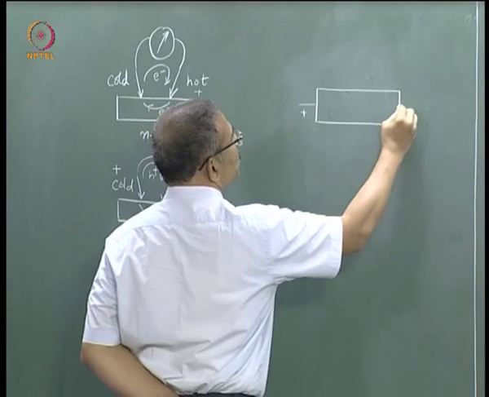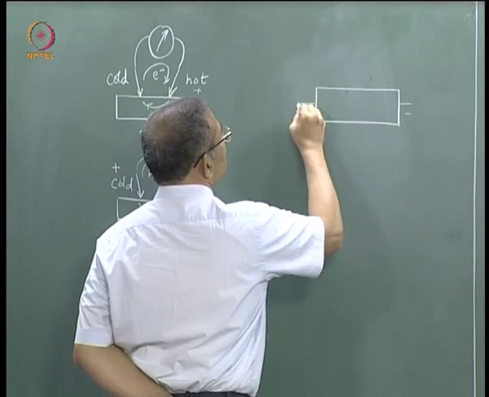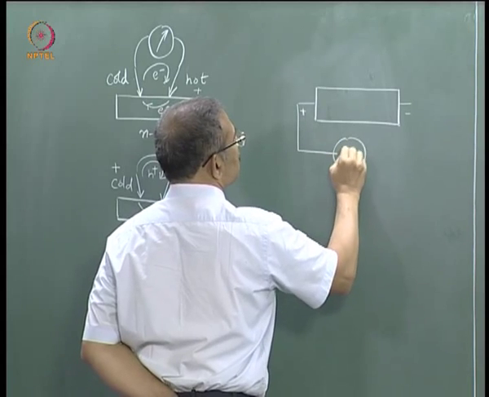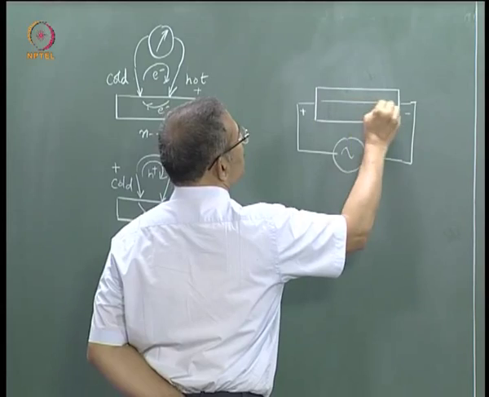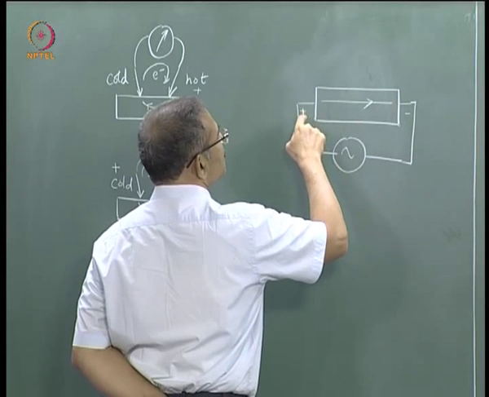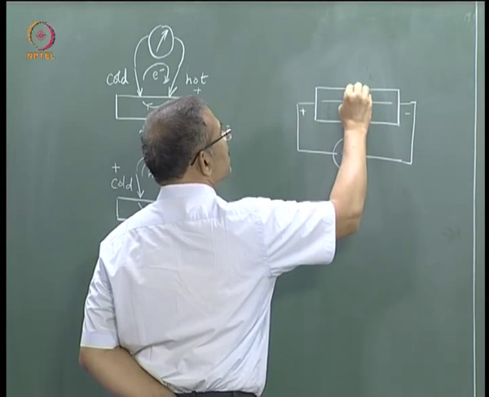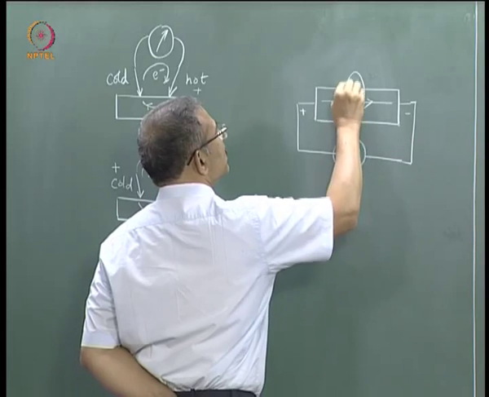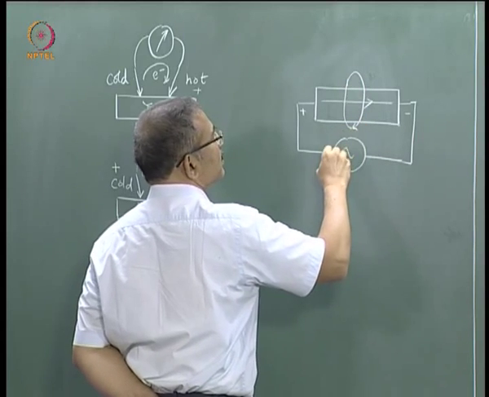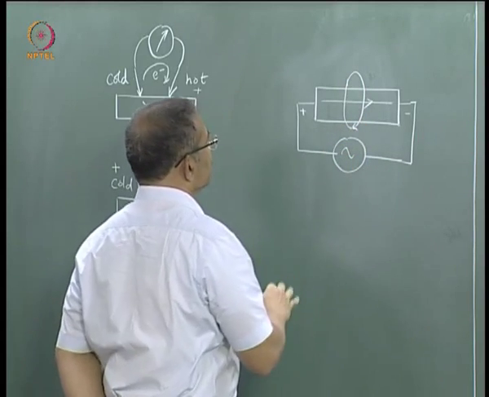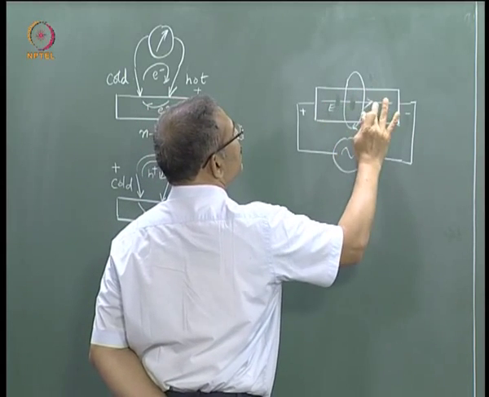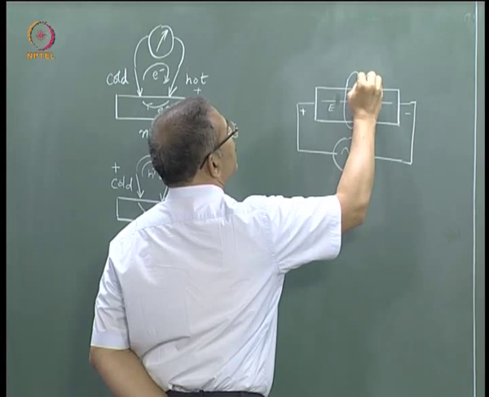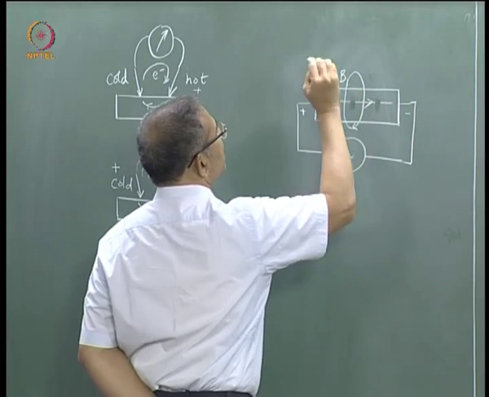So assume this end is positive and this end is negative. You have a current flowing like this, then this current sets up a magnetic field, which is like this. So at low frequencies, this is all what you have. This is the electric field shown by a dotted line in the slide, and this is the magnetic field.